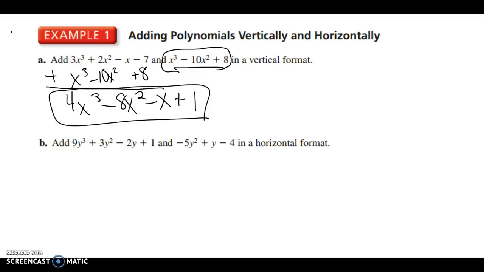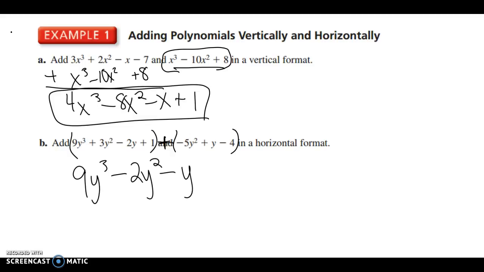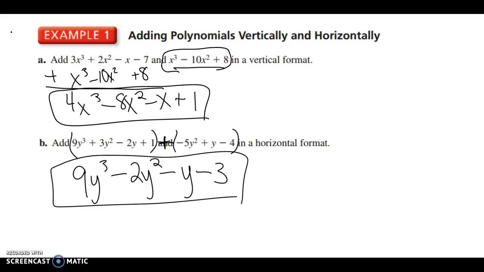Looking at part B, if I add them in a horizontal format, I'm just combining them. So I'm just adding the first polynomial with the second polynomial, and we want to combine like terms. So 9y to the third has no like terms, so that stays the same. 3y squared plus negative 5y squared is negative 2y squared. Negative 2y plus y is minus 1y. And 1 plus negative 4 is minus 3. And there's our answer for part B.